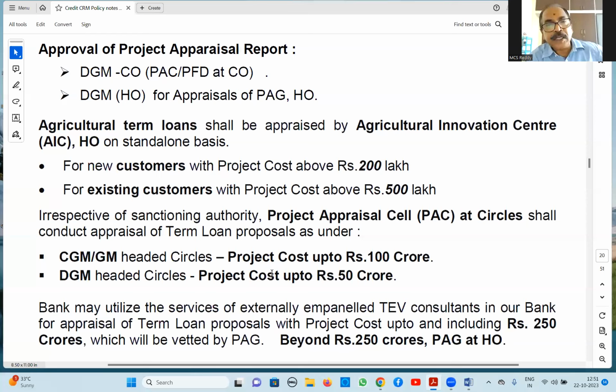Here, what is the cutoff limit? New customers with project cost above 2 crores. Existing customers with project cost above 5 crores. This Agricultural Innovation Center will do for agricultural term loans. So this project appraisal, several times they are asking questions, very important for exam.